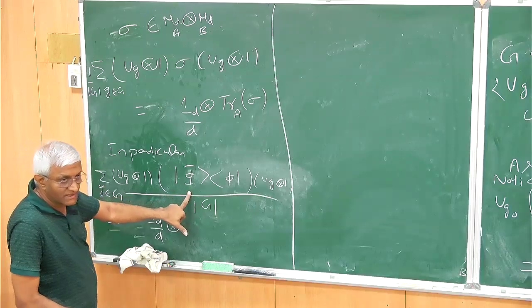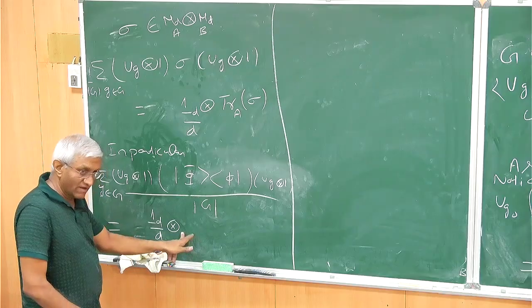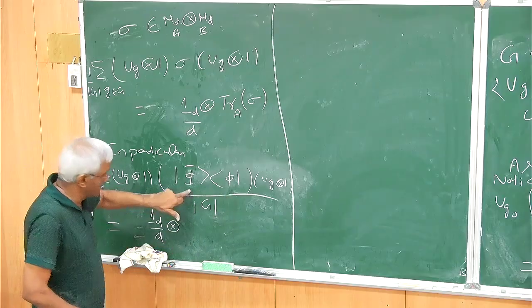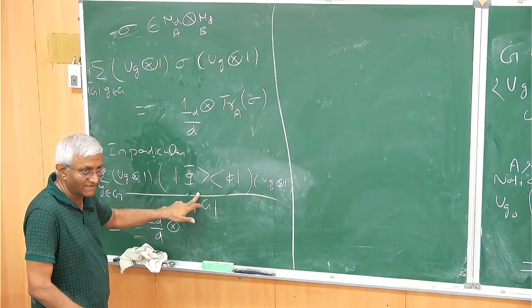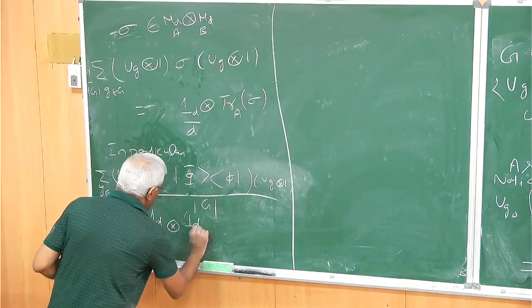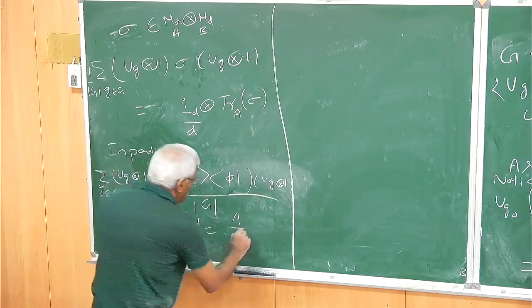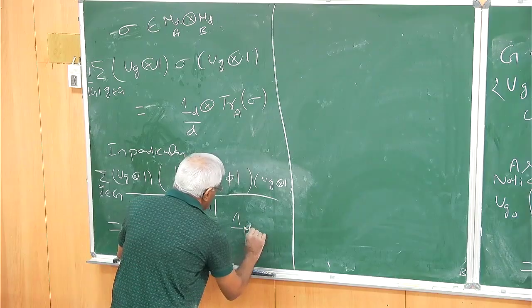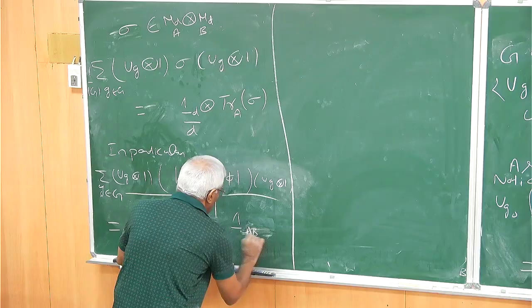You take the partial trace with respect to the first factor. That will be 1/D of the other one. I mean, this is that summation over i, this maximally entangled vector. So that will be again 1/D by D. So you get 1_D tensor 1_D, or 1_AB, whatever, divided by D square.